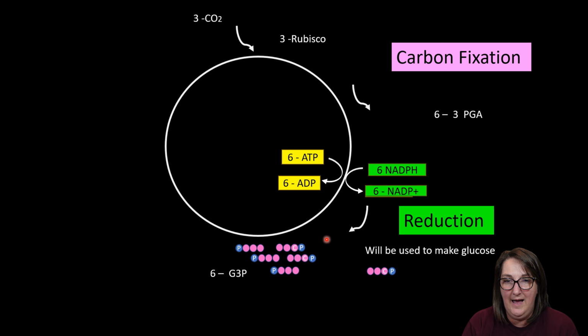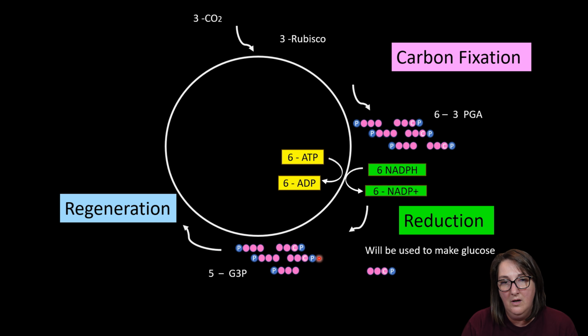So now I take these 5 pieces, and these 5 pieces are now going to regenerate. I have to make Rubisco again. So what happens is, remember, Rubisco is the 5 carbon sugar. So I've got to take these pieces and I have to rearrange them back into 5 molecules. So if you look, I've got 1, 2, 3, 4, 5, 1, 2, 3, 4, 5, 1, 2, 3, 4, 5. So I can make 3 Rubiscos with what is left over here.